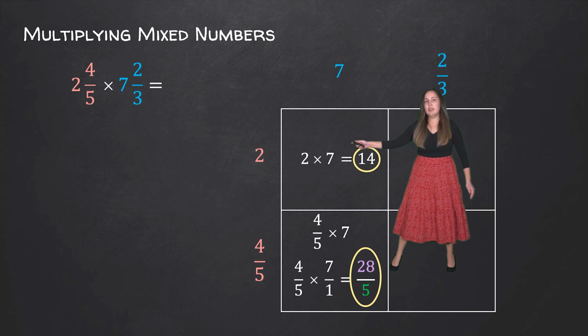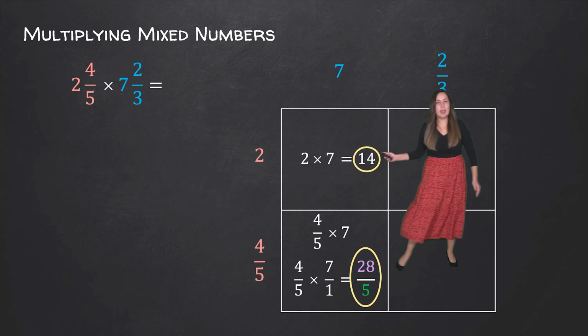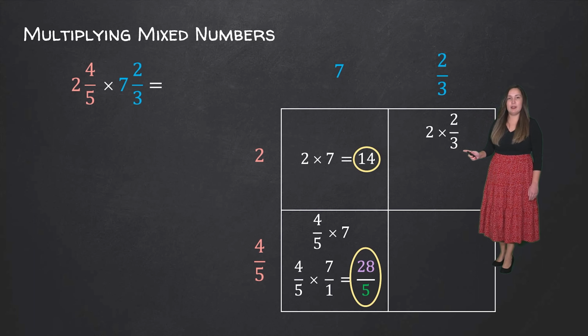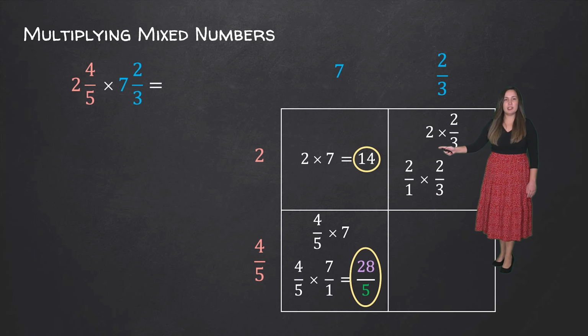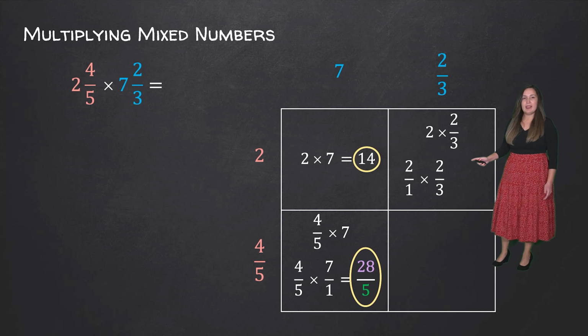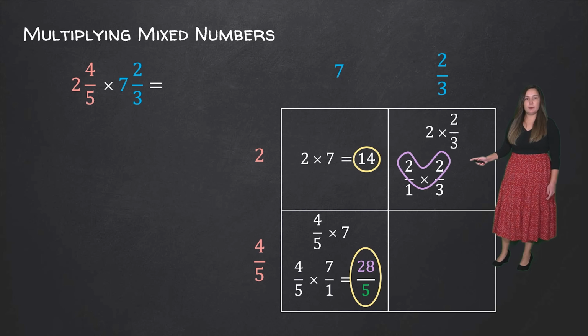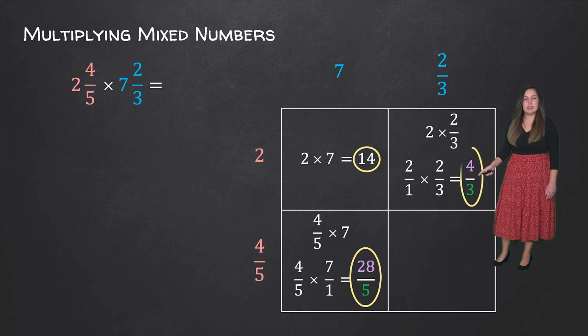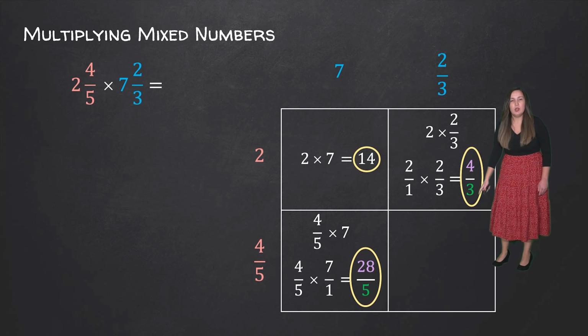Then, here we have 2 times 2 over 3 for this box, so we're going to write that down. Before we start multiplying, make sure you write 2 in fraction form, so that's 2 over 1 times 2 over 3. Then we multiply our numerators, so 2 times 2 is equal to 4. Then multiply our denominators, and we have 1 times 3 is equal to 3.